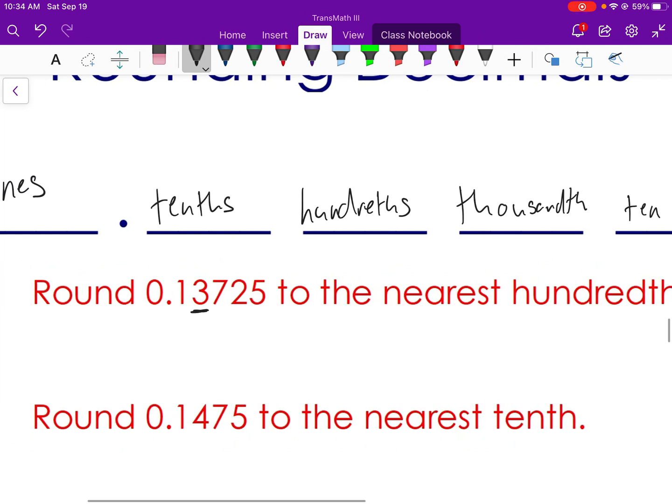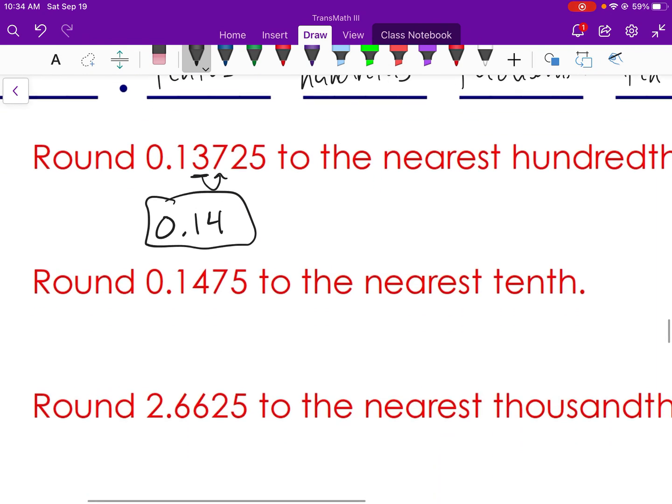I always underline and then look at the following digit. 7 tells us to round that digit up. So 0.1, and then the hundredths place, since that's a 7, we're going to put it up to 0.14. Nearest tenth, 1 is in the tenths place. So 4 tells us to keep that digit the same, 0.1.